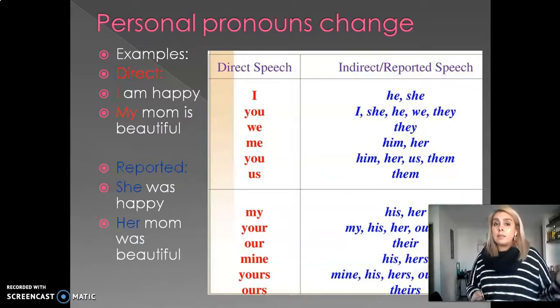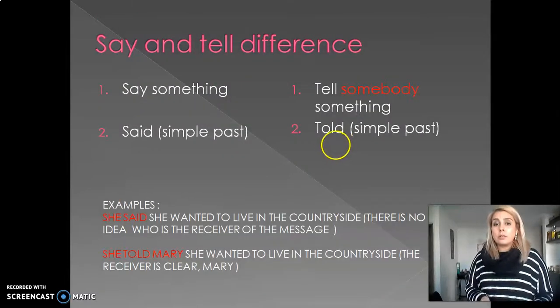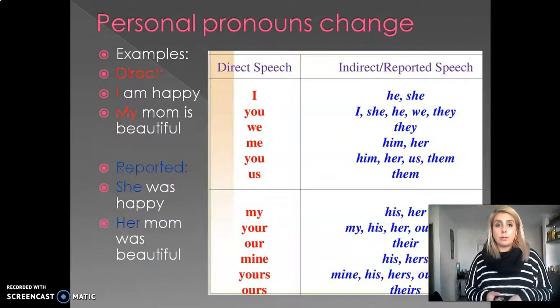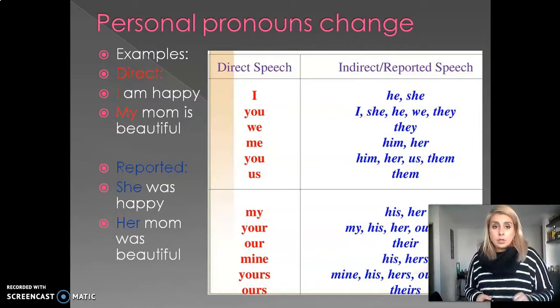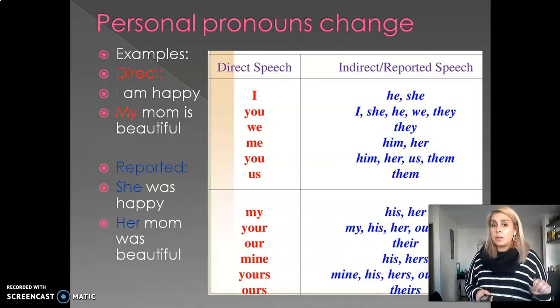Let's see this in examples. Veamos esto en ejemplos. It's easier to understand by looking at the examples. In direct speech, en habla directa, yo digo, I am happy. If I report that, I changes for she. She was happy. I am happy. She was happy. My mom is beautiful. The possessive my changes and goes like this. Her mom was beautiful. Okay, so now it's not my mom, it's her mom.